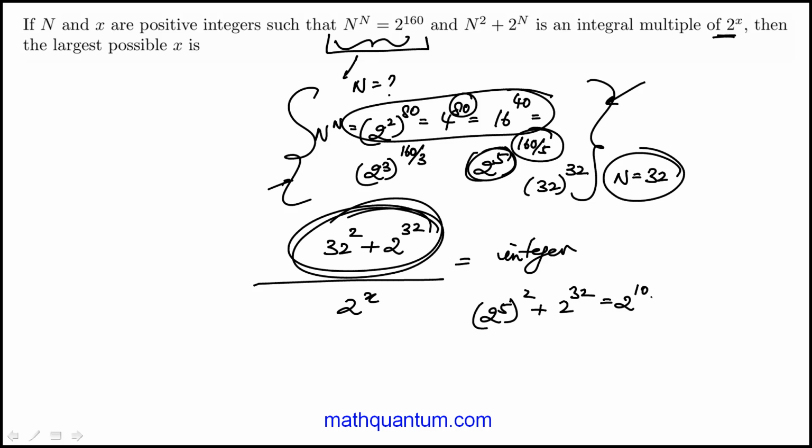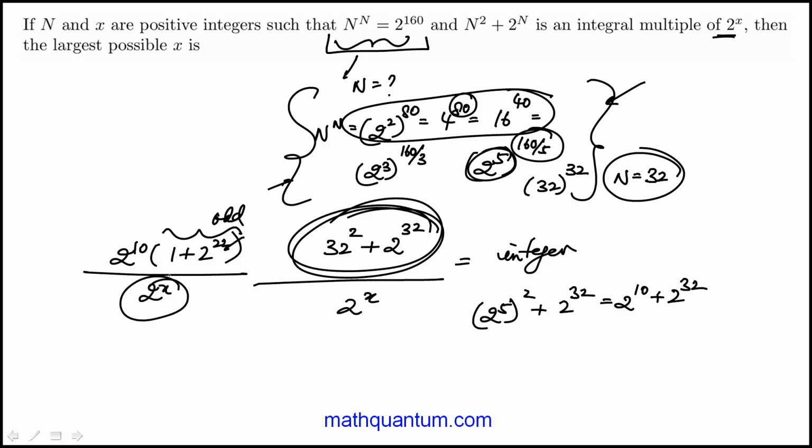So this is 2 to the 10 plus 2 to the 32. I can factor out a 2 to the 10. And I'll get 1 plus 2 to the 22. This actually is odd, because that would be even plus 1. So what's the largest power of x that would divide this? Well, it's 10, because this piece would then be divisible by that. So the answer is 10.